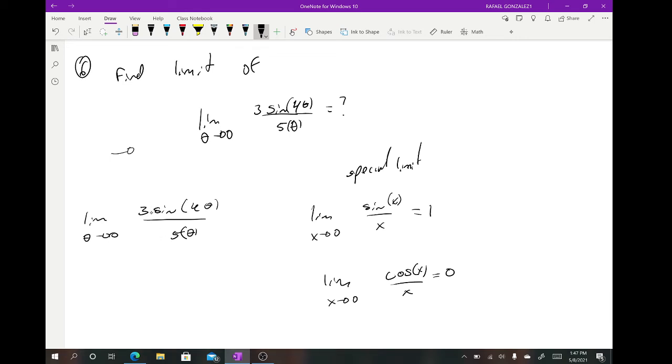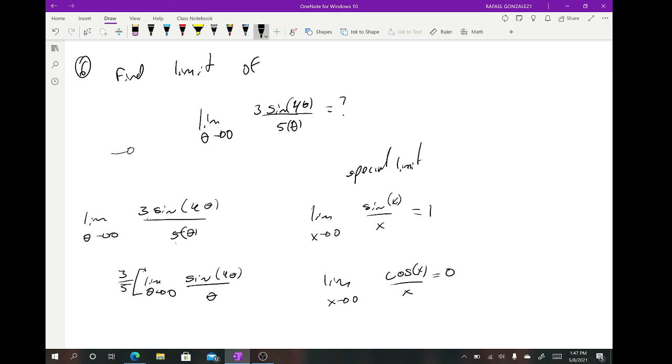One of those techniques is the following. The constant multiple rule applies to limits. So I could take out this 3 because it's not affected by theta, and I could take out that 5 as well. So I could take out the 3 over 5 and multiply times the limit as theta goes to 0 of sine of 4 theta over theta.